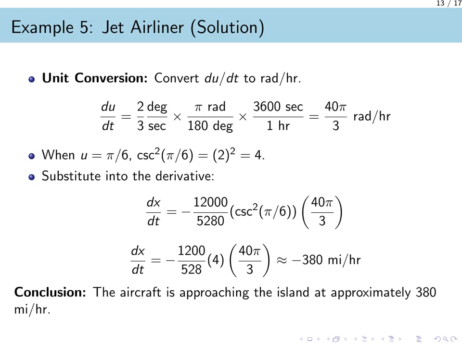We can now substitute both the converted rate and this value of 4 into our equation for the rate of change of x. This gives us the expression negative 12,000/5280 times 4 times the quantity 40π/3, which calculates to approximately negative 380 miles per hour. Remember, the negative sign indicates the distance x is decreasing. The aircraft is therefore approaching the island at about 380 miles per hour.